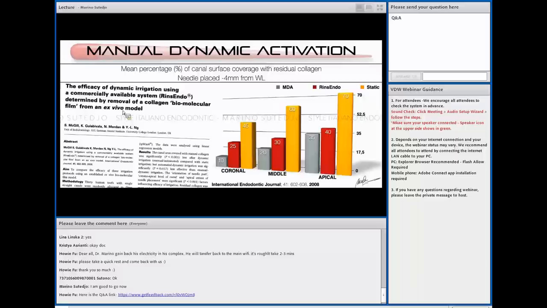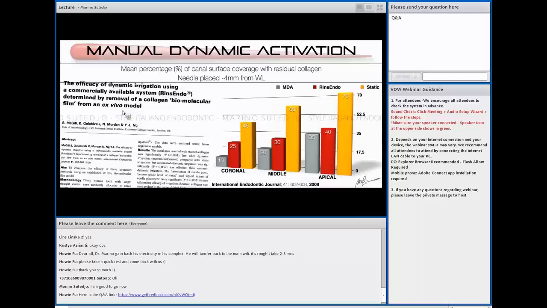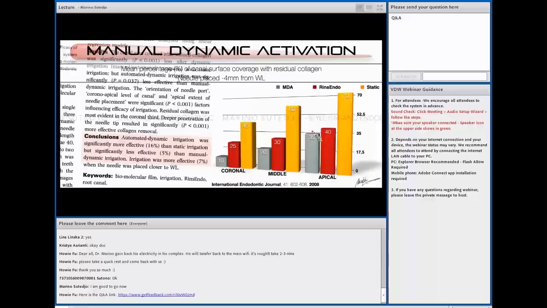So how can we do our activations? First technique that I'm sure many of us, maybe all dentists, can use, because you don't need a high-tech instrument. All you need is just a gutta-percha, and you need to do what we know as the manual dynamic activation. It means that by using our gutta-percha, we insert it into the root canal, and we activate it inside the root canal up and down in order to have a better effect of the solvent of sodium hypochlorite. So you can see here, comparing the manual dynamic activation, they said that the manual dynamic activation is better than just using regular syringe irrigation.